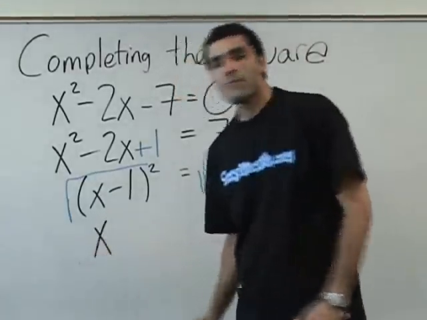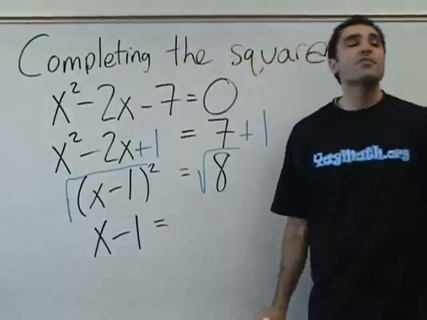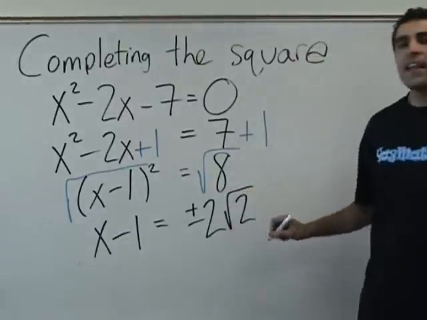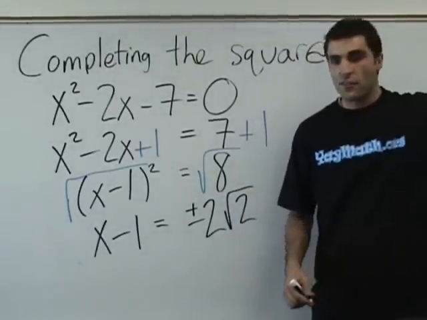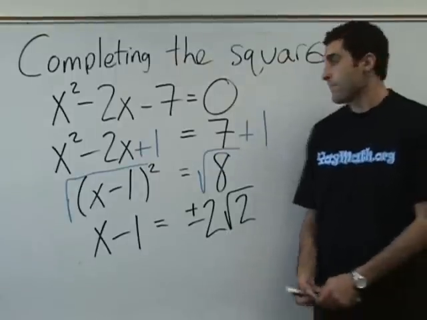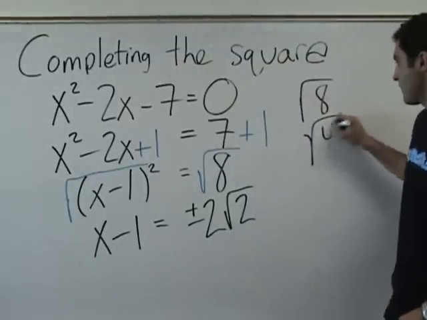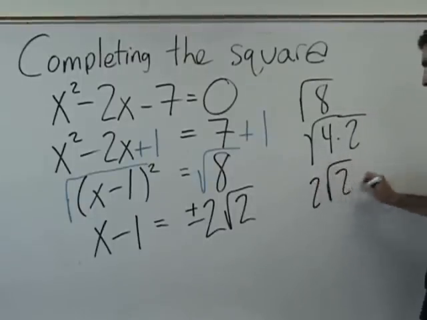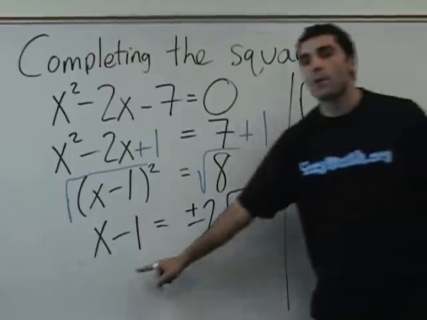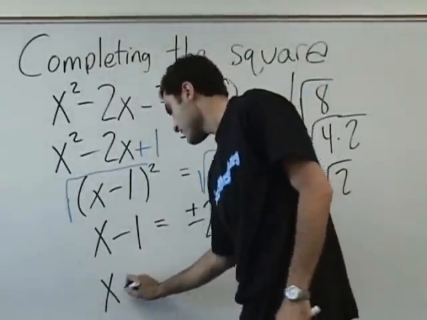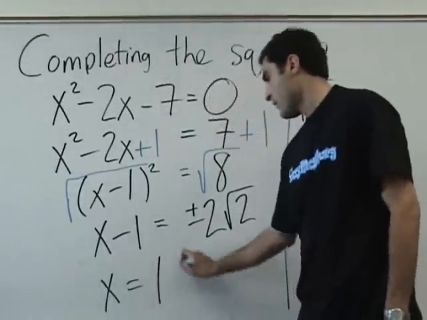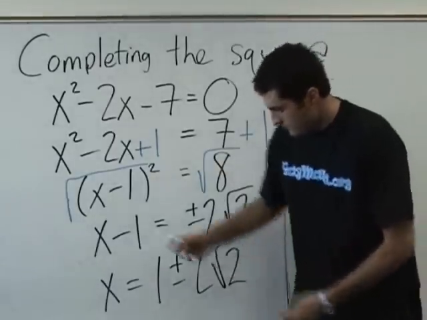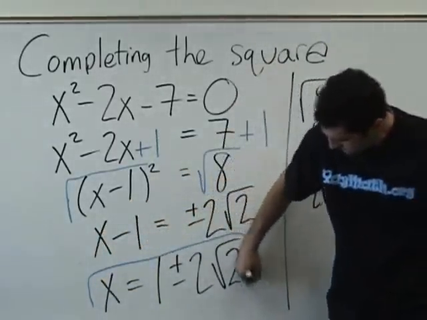X minus 1 equals plus or minus the square root of 8. Do you have to always do that? Yes, you do. Square root of 8 reduces to 2 root 2. Square root of 4 is 2. Plus 1 on both sides. So it's 1 plus or minus 2 square root of 2. Okay. Yay.